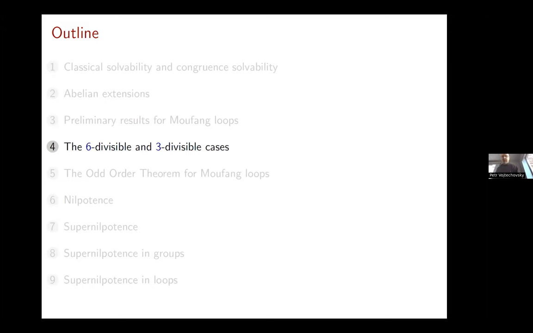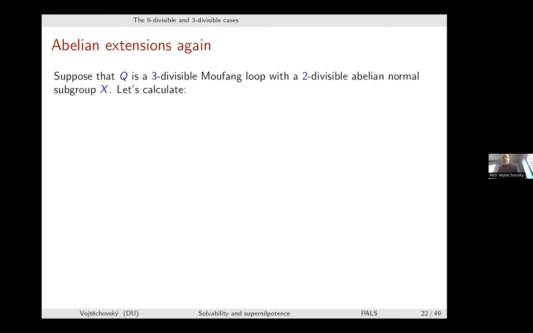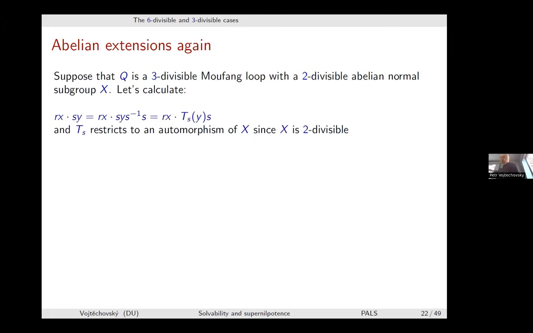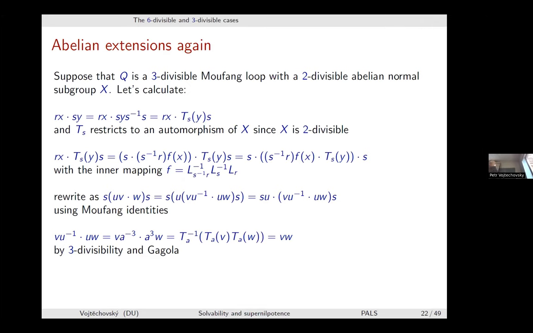So now I will show that in the six-divisible and three-divisible cases, we have the same properties as for groups, namely that the two properties coincide. And just briefly, I will not, of course, go through this calculation, but the point is, if your abelian normal subgroup is two-divisible, you can more or less do what you do in groups. You just have to manipulate the expressions much more. But it turns out that at every step you need to do the manipulation, something comes out, such as in this case, the conjugation. In the second one, there is some F, which is some product of left translations. And all of these happen to be inner mappings, and therefore they act as automorphisms on X. Okay. And you can then rewrite the expression by a series of steps. This is only about one third of the calculation, but I wanted to get at least to the critical point that one has to employ the three-divisibility, otherwise you would be stuck at that point.